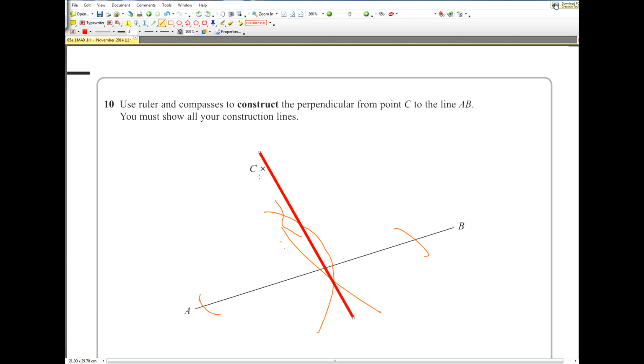So from the C point, first of all, you do an arc that goes along A and B, and then you use those 2 points as points, and then you find the midpoint of those by doing those overlapping arcs. And then from each part that overlaps, it should go through C, and that will give you the perpendicular point at C.